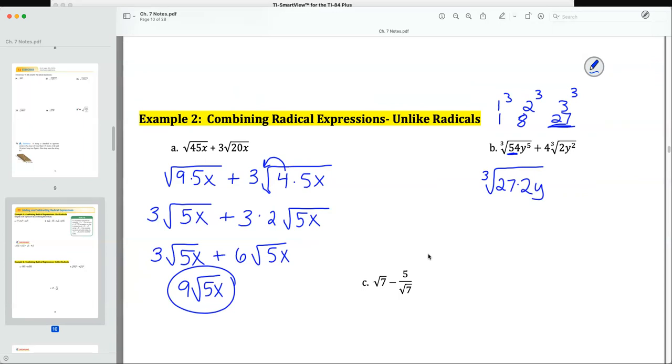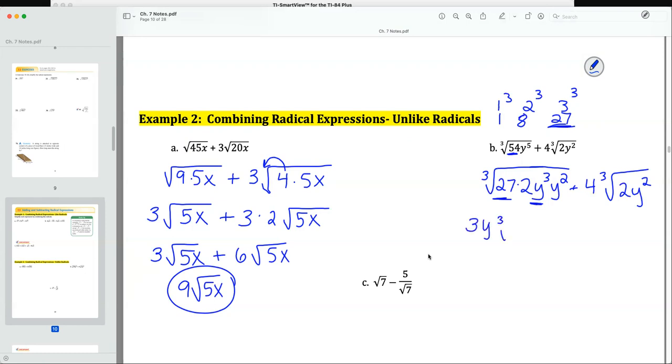And I rewrite y to the 5th as many pairs of y cubes as I can. Well, it would just be y cubed times y squared. Plus, might as well simplify this one, but we actually can't because 2 doesn't have any perfect cube factors and y squared can't be simplified either. So the cube root of 27 and the cube root of y cubed can be taken out of the radical. The cube root of 27 is 3. And the cube root of y cubed is y.